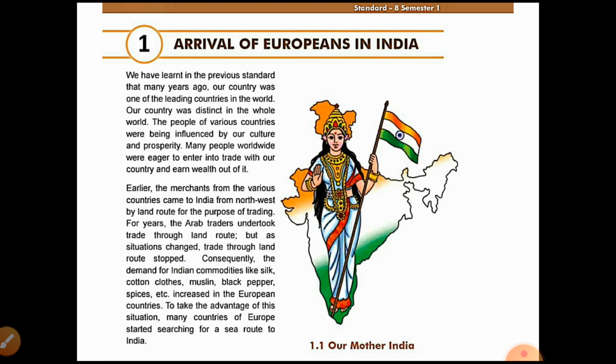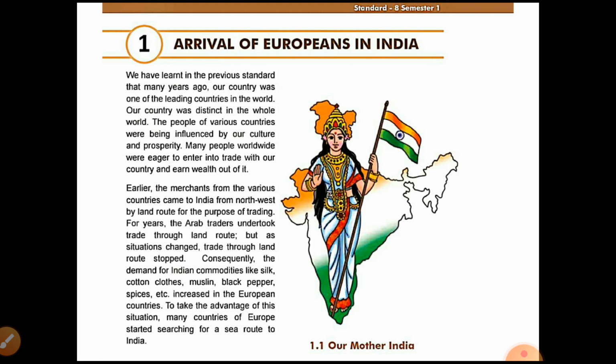Consequently, the demand for Indian commodities like silk, cotton cloth, muslin, black pepper, spices, etc. increased in European countries. Which means that while the people were trading through this land route, the European countries became addicted to spices. They could not live without Indian spices. They were using cotton clothes imported from India. They used muslin, black pepper, spices, etc. All these commodities were greatly demanded in European countries.